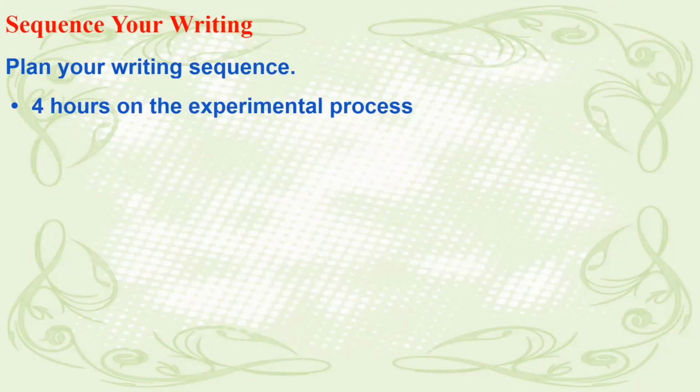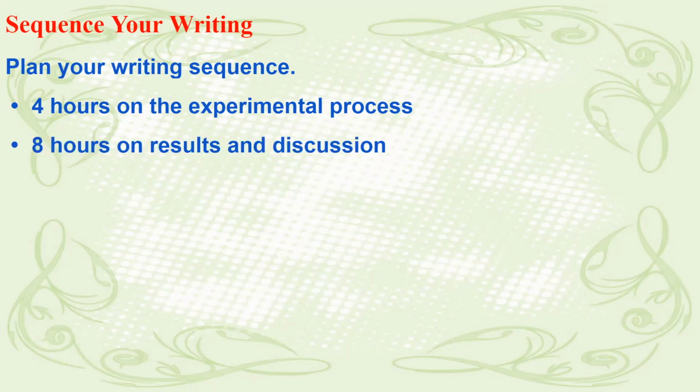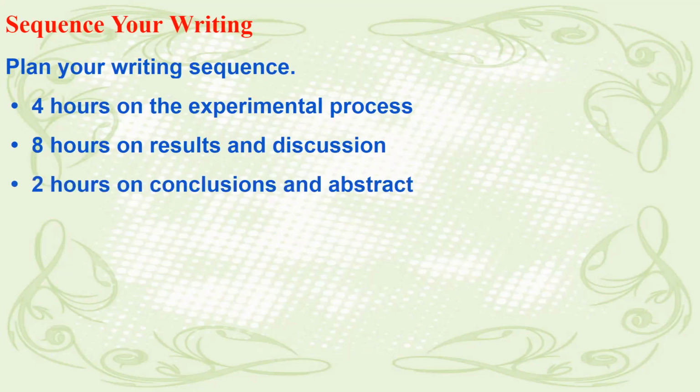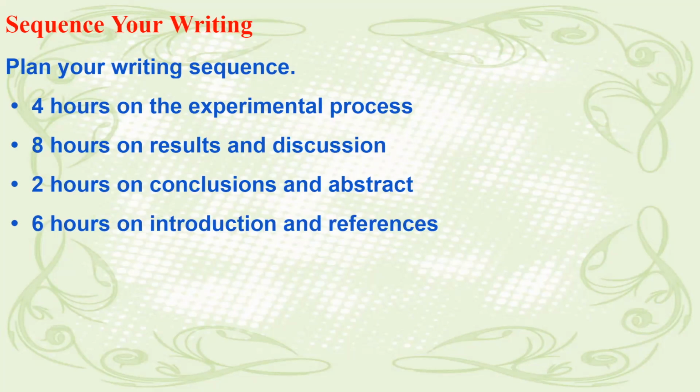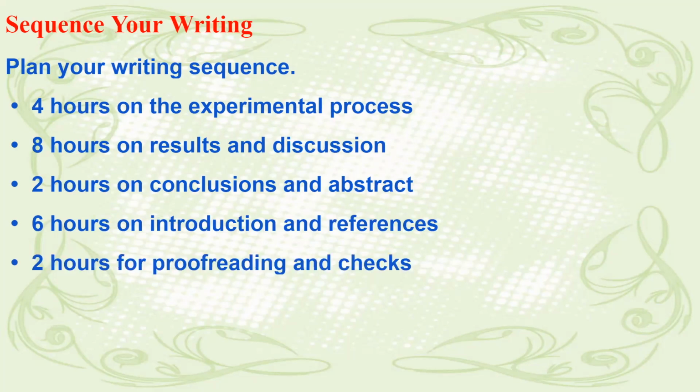Sequence your writing. Now, from where we should start is an important step. So plan your writing sequence. The first section you can write is the experimental process or the simulation process. Since you already completed your work, it is an easy task to write the step-by-step process. 8 hours can be given for results and discussion, 2 hours for conclusion and abstract, 6 hours on introduction and references, and 2 hours for proofreading and checks.